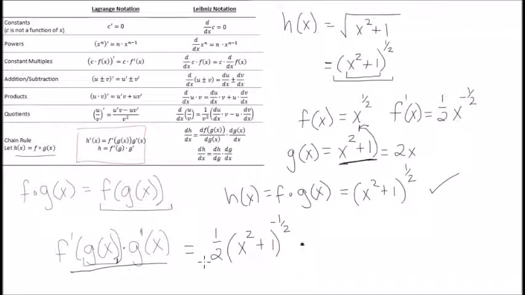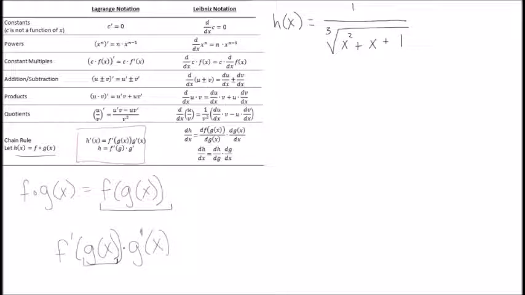So that's my f prime of g of x, times the derivative of g of x, which is 2x. And if I want to, I can simplify it, cancel the 1/2 and the 2. I get x, and I'll express this as a square root and get rid of the negative sign, x over the square root of x squared plus 1.